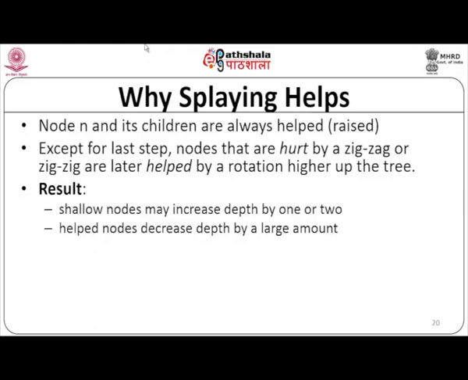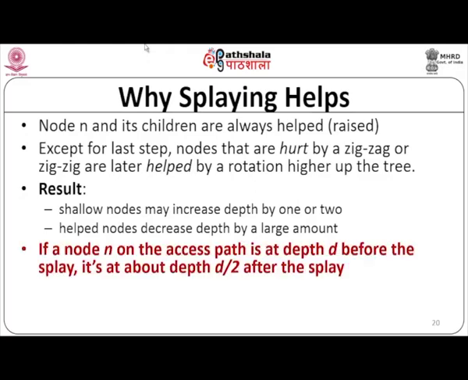but deep nodes decrease depth by a large extent. So, what we are arguing here is that some of the nodes pay a price because you are moving the node which has been accessed up the tree, but the amount by which these nodes increase depth is less than the large advantage you get by moving this node quite a lot up the tree.